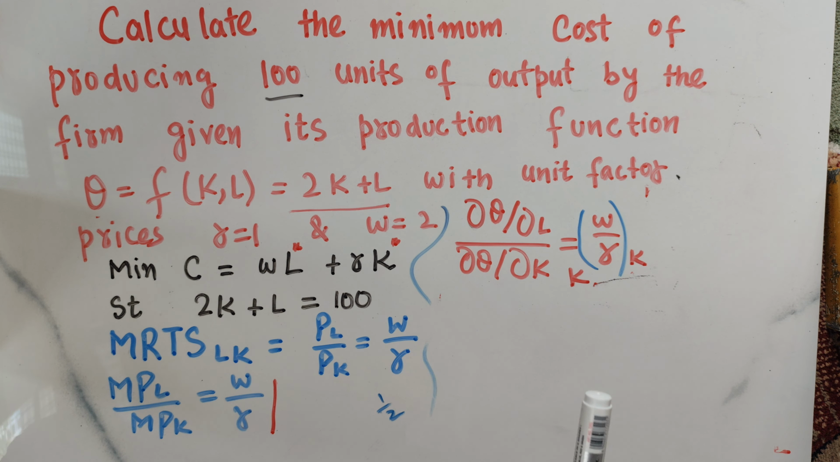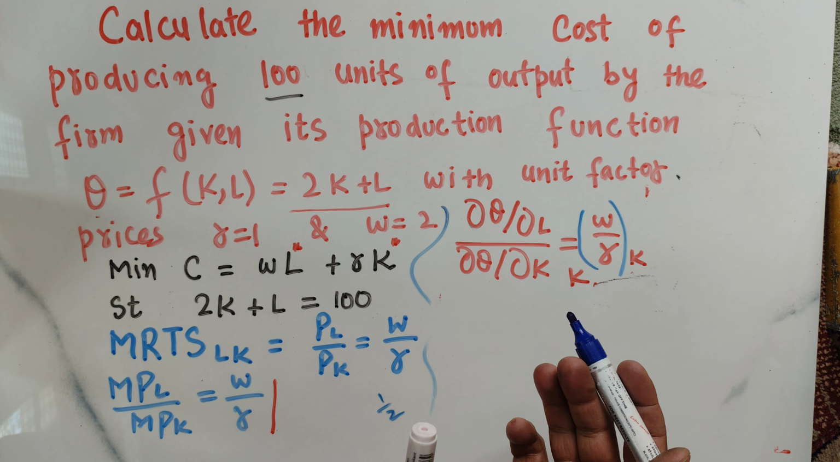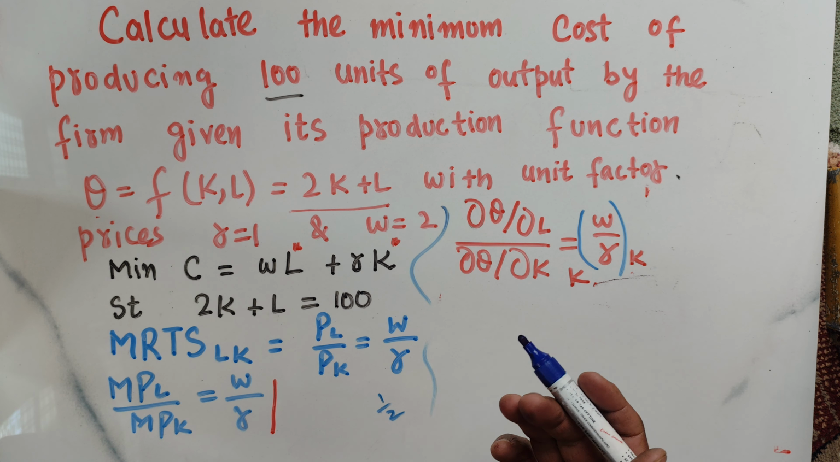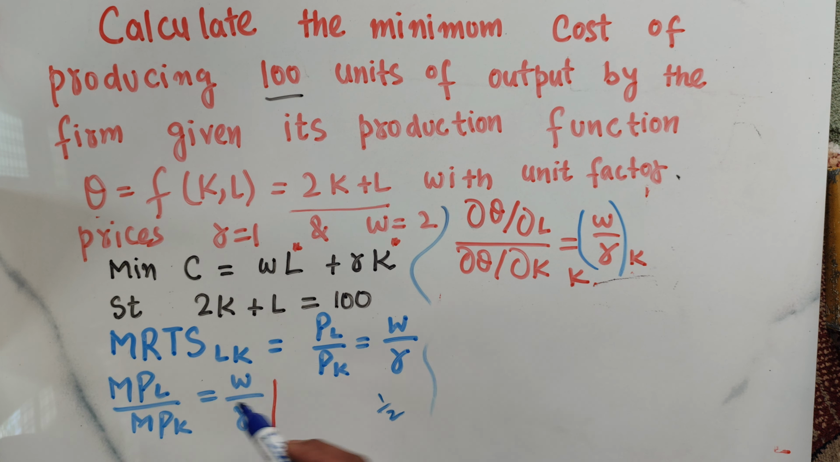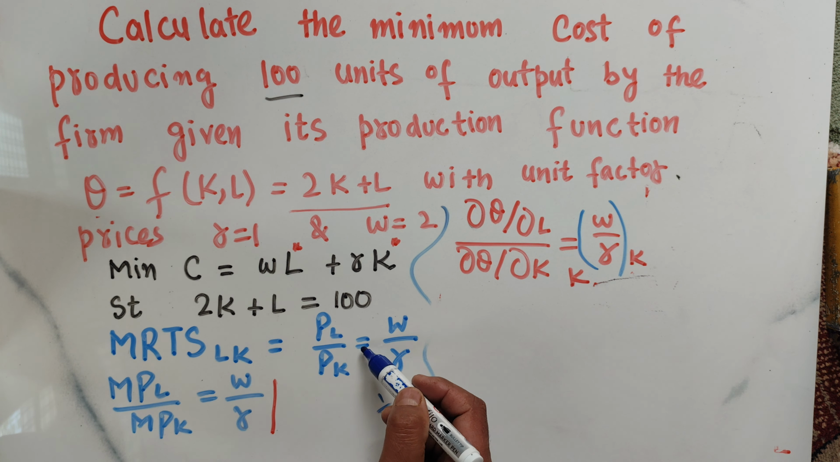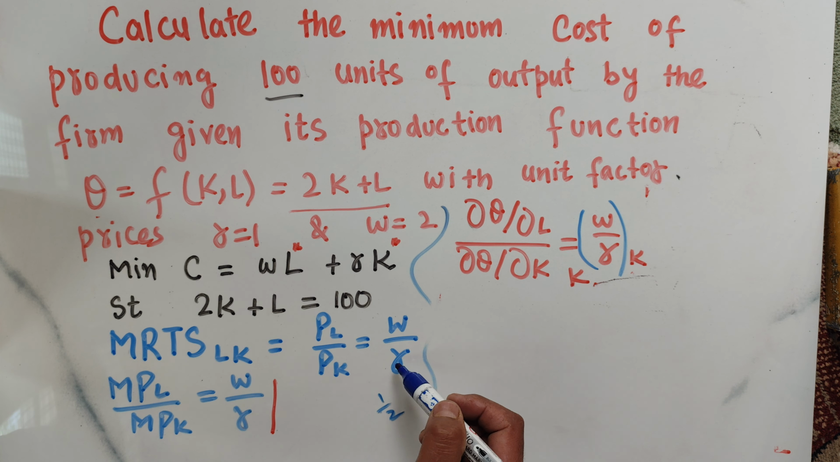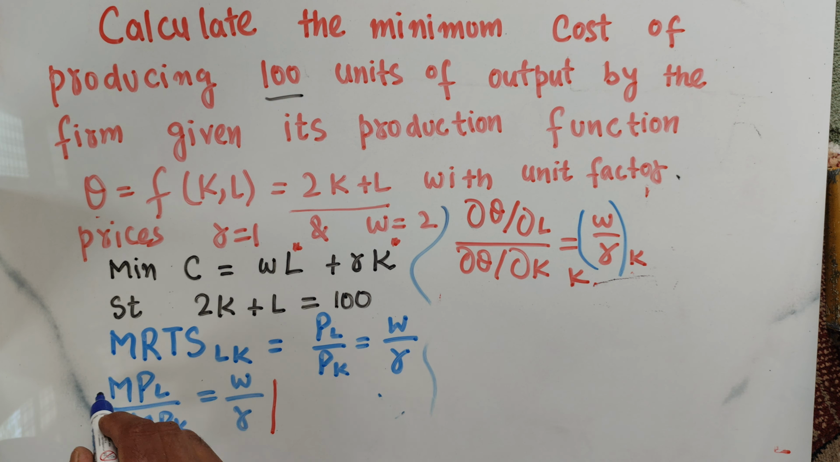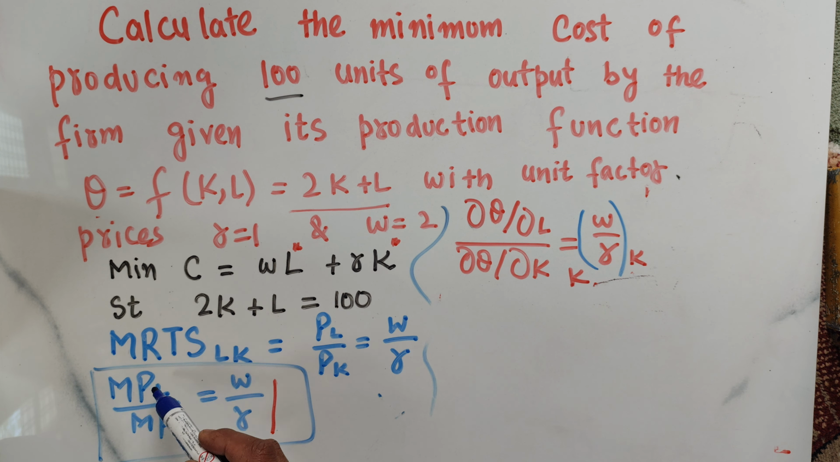So for optimality, in case of what we call the constrained optimization problem, we equate the marginal rate of substitution between labor and capital with the ratio of the input prices, that is, price of labor upon price of capital. Here the price of labor is W and the price of capital is R. That means this condition must hold: the ratio of the marginal product of labor and capital should be equal to the input prices.